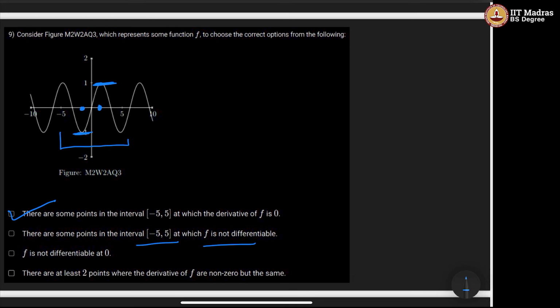Next, there are points in the interval at which f is not differentiable. So f is basically like that in the interval. Clearly there is no sharp corner. At every point of the graph, we can draw a unique tangent. So at every point, the graph is differentiable. As such, this option is incorrect. This is also incorrect: there are 2 points where the derivative of f is non-zero. You can clearly observe that the graph is basically repeating.